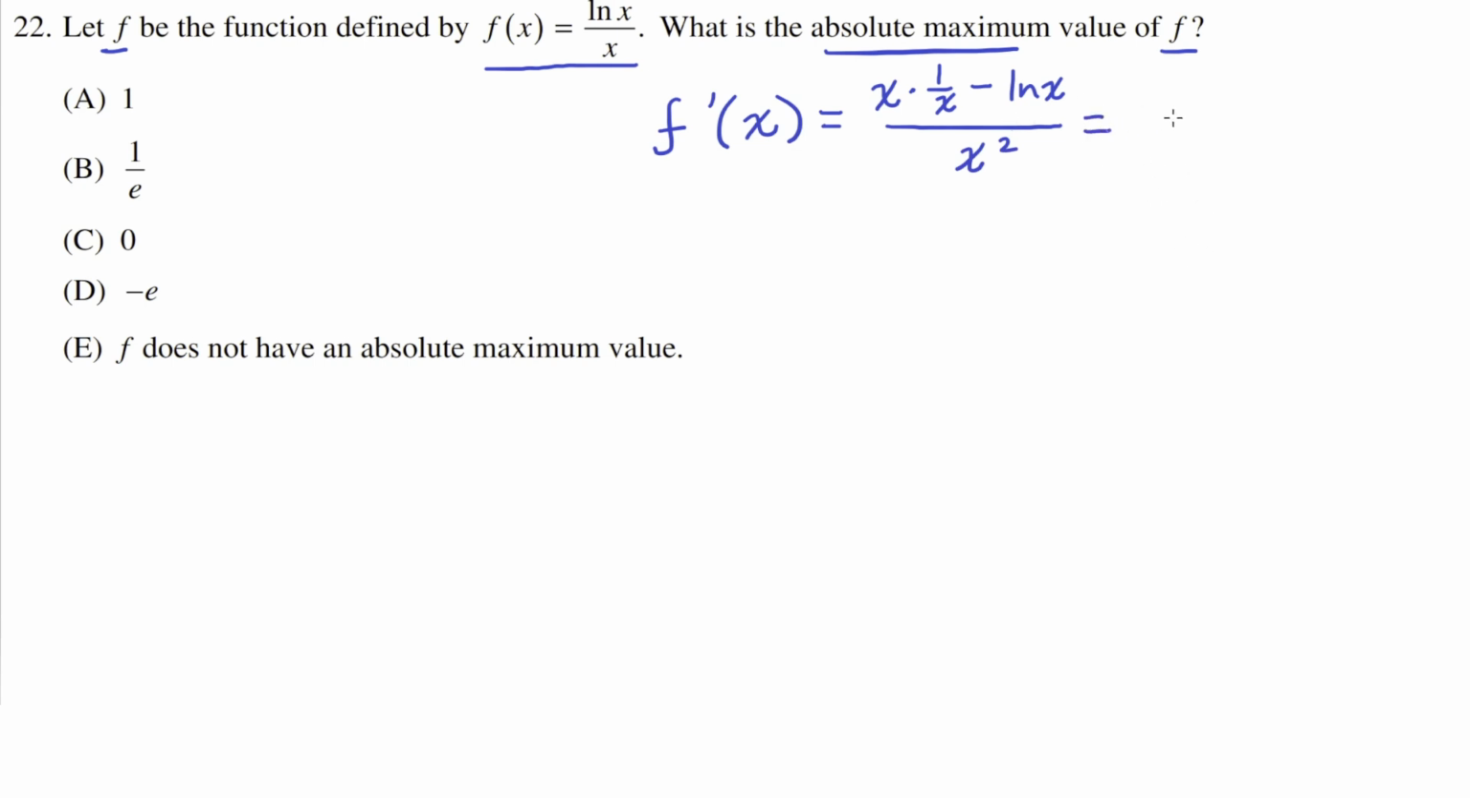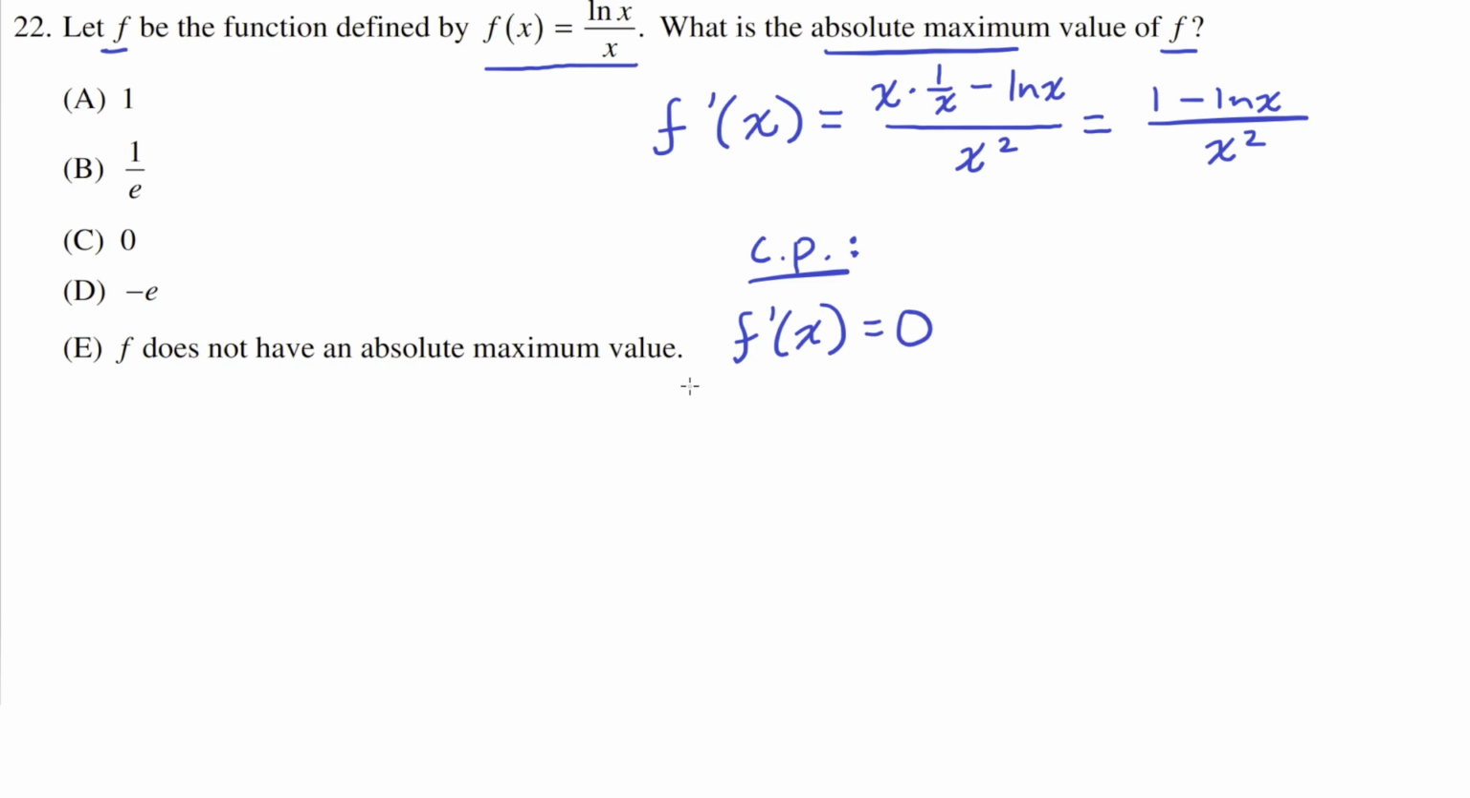So let's simplify this a little. x times 1 over x is just equal to 1. We'll just have 1 minus ln x in the numerator, divided by x squared. So now that we have the derivative of f of x, we can solve for the critical points. To solve for the critical points, we have to set f prime of x, the derivative, equal to 0.